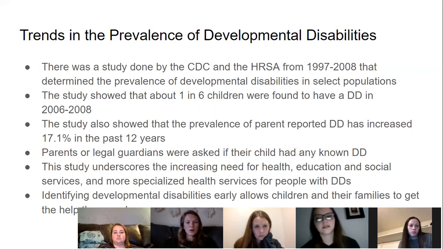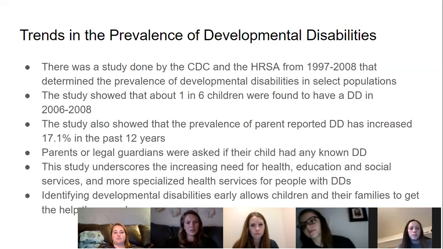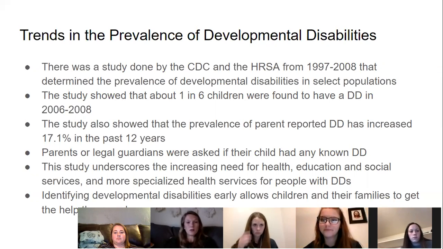During the study, the parents or legal guardians were asked if their child had any known developmental disability. The study underscores the increasing need for health, education, and social services and more specialized health services for people with developmental disabilities, because it's crucial to identify those early so the children and their families can get the help that they need.